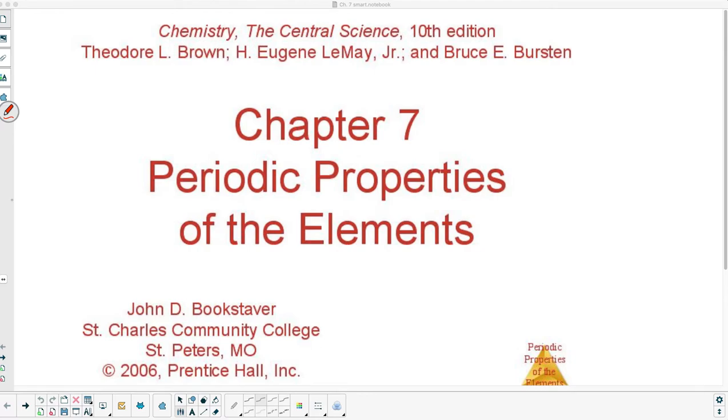So this one is like an extension of Chapter 6, the periodic properties of the elements. We're going to talk a lot about electron configurations, a lot about properties of the elements and those properties that are associated with the electron configurations and how that all fits together. So let's take a look at the first part of this.